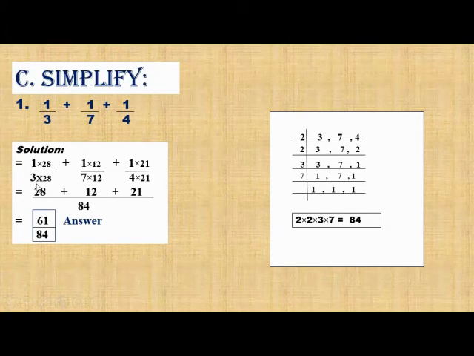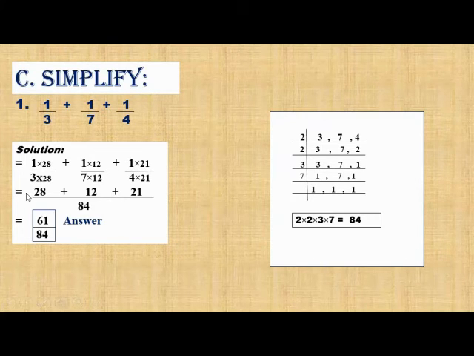Now take the LCM 84. In the table of 3, how many times is 84 there? 28 times. So multiply 28 in the denominator and the numerator. Also in the table of 7, how many times is 84 here? 12 times. So multiply 7 by 12 and 1 by 12. In the table of 4, how many times is 84 here? 21. 4 multiplied by 21 and 1 multiplied by 21.